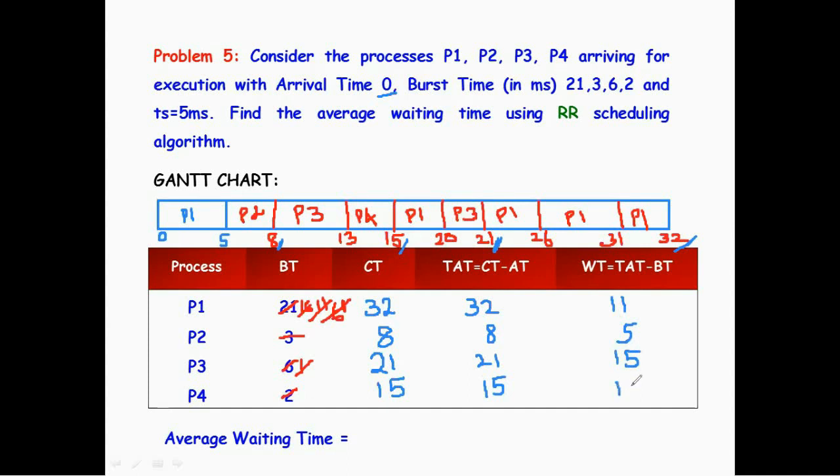If we find the total of waiting times of all the processes, we get 44. So the average waiting time is 44 divided by 4, which is equal to 11 milliseconds. This is the average waiting time of the given problem using round robin scheduling.